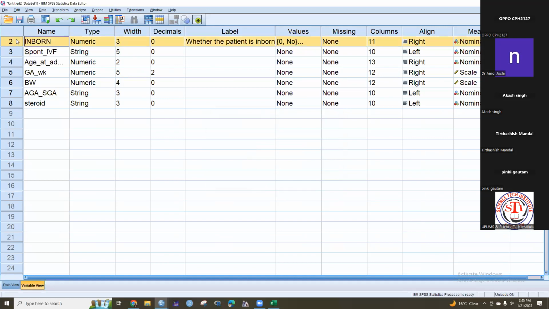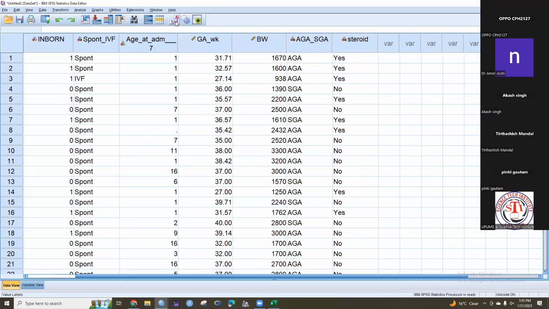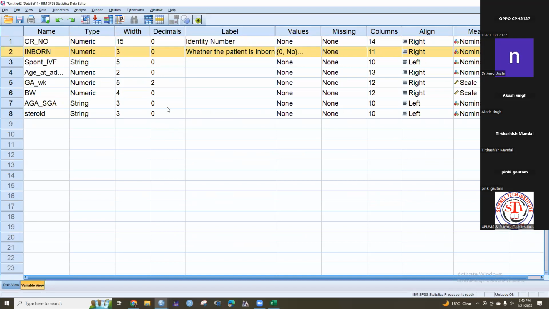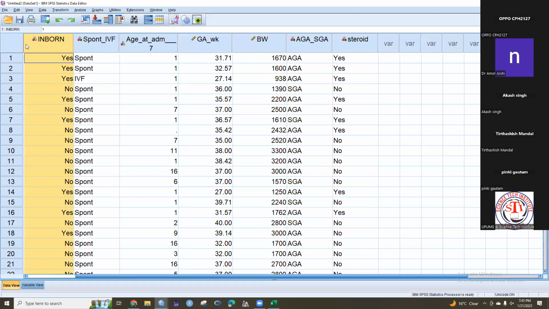When you click on it, it will show 1, 0. When you just want to see the value label of it, it is again yes. Now you can see the difference here. This inborn is showing you nominal, and this is also nominal, but it is a string nominal. For further analysis, this will be helpful for doing parametric and non-parametric tests. This cleaning is very important, so you should know how to clean the data in this format.